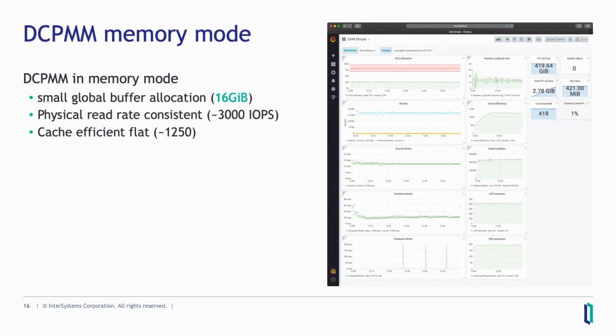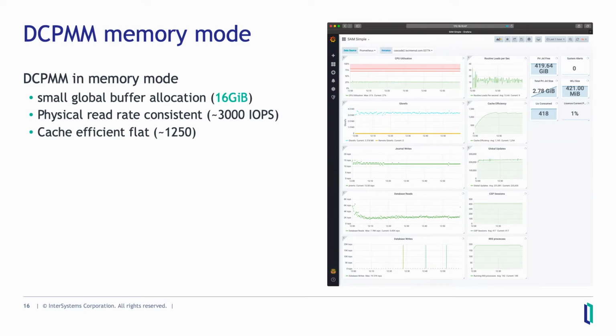I hope you can see that okay. And this is also a little commercial for SAM. But in DCP memory mode, with the small global buffer pool, which was only 16 gigabytes, we purposely wanted to do disk reads.